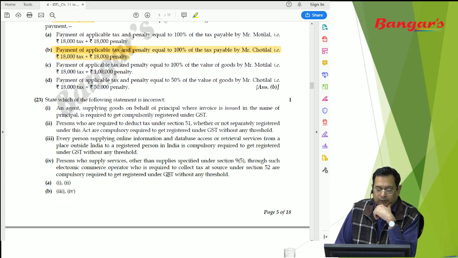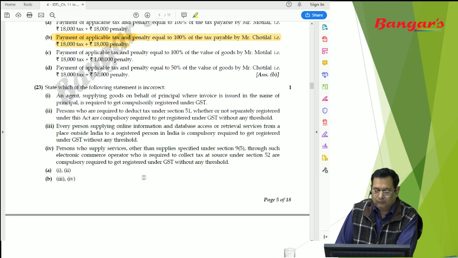Now, which of the following statements is correct? An agent who is supplying goods on behalf of a principal, where goods are issued in the name of the principal, is required to get compulsorily registered under GST. So this statement is incorrect, in the sense that we are asked which of the following statements are incorrect.